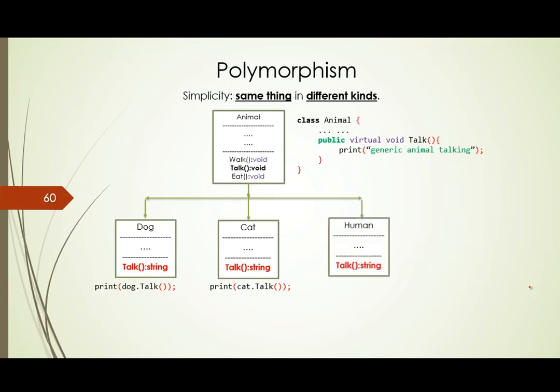Let's say you have human. Human says hello when they talk. That's it. It's pretty straightforward. Let's say I really didn't override the talk method. It's a void method and it already has a print, so we don't have to put it in a print. We just say cat.talk. When we call that method, it will print out the generic animal talking. That's it.